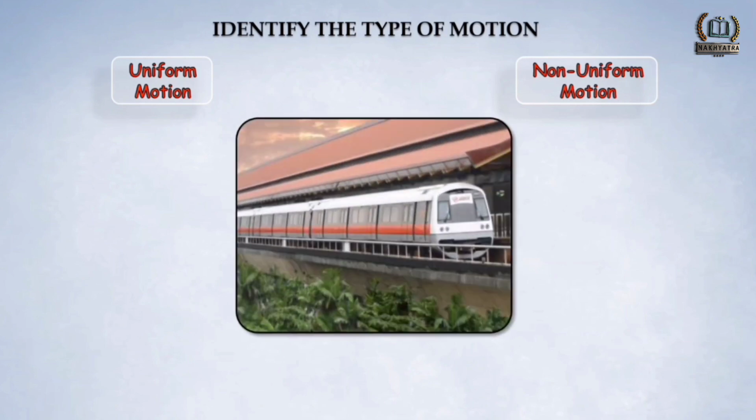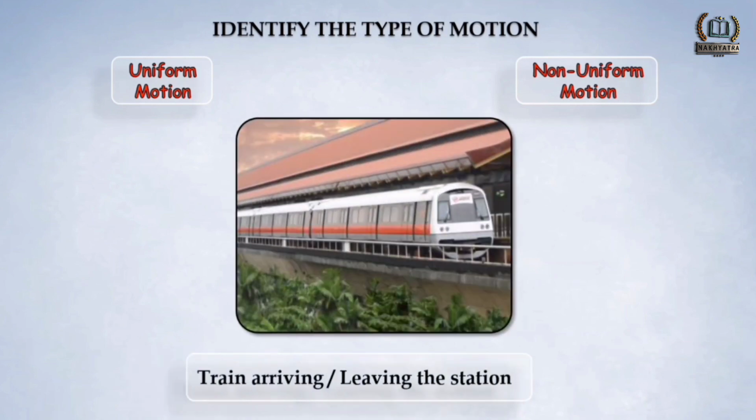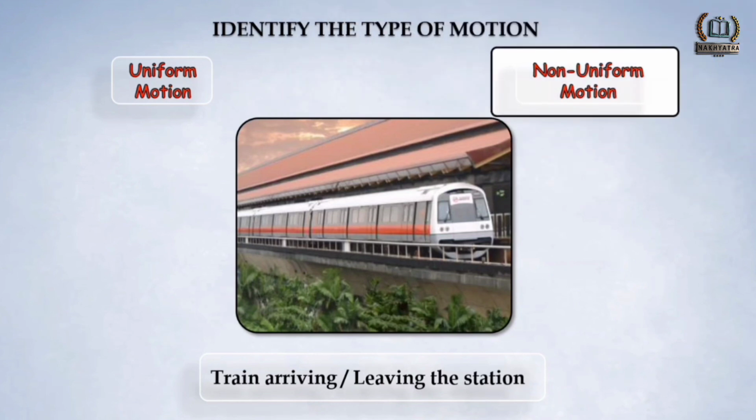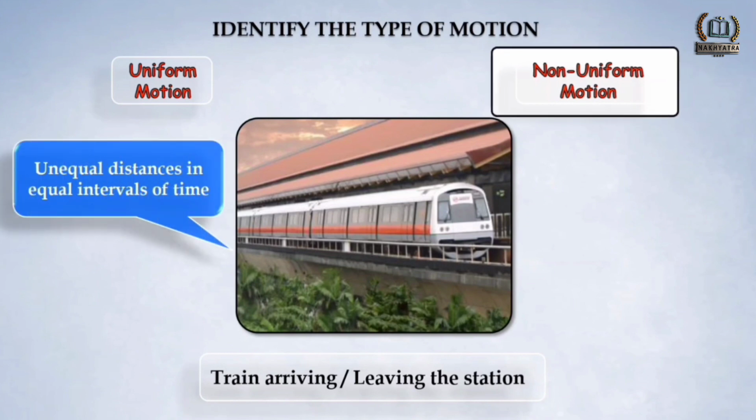Now move to the next example. The train arriving or leaving the station. Now tell me whether it is in uniform motion or in non-uniform motion. It's definitely in non-uniform motion, right? Because it does not cover equal distances in equal intervals of time. So it is non-uniform motion. It only covers unequal distances in equal intervals of time.